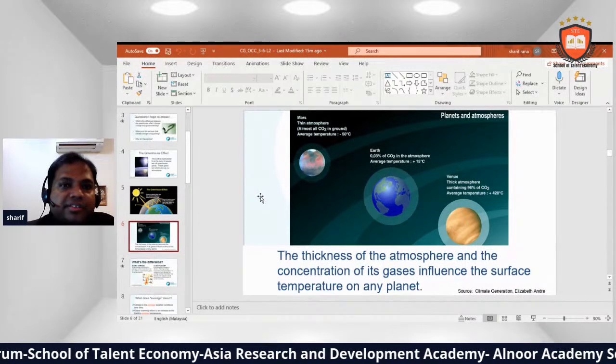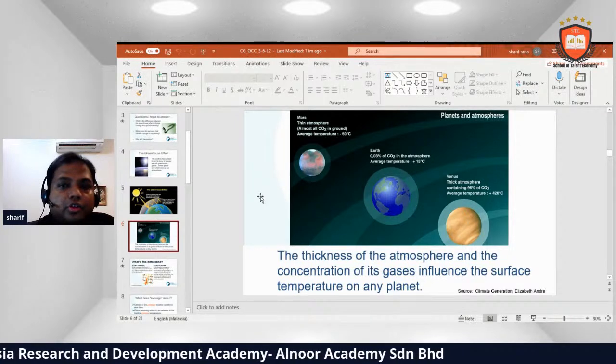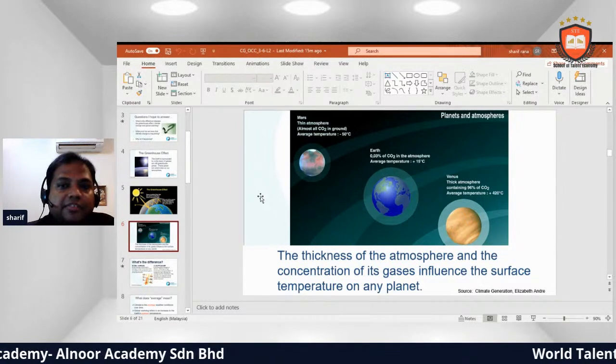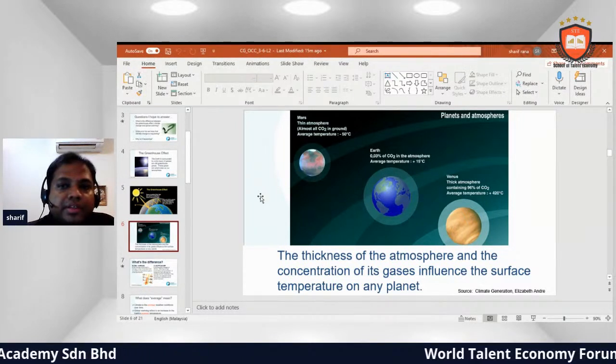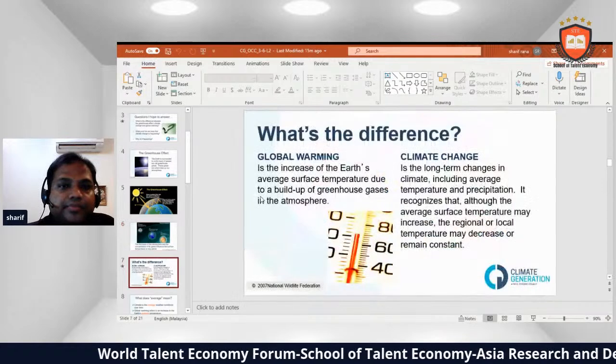Mars: the atmosphere's average temperature is minus 50 degrees Celsius. Earth: 0.03 percent CO2, and the atmosphere's average temperature is plus 15 degrees Celsius. Venus: a thick atmosphere containing 96% CO2, with an average temperature of plus 420 degrees Celsius.